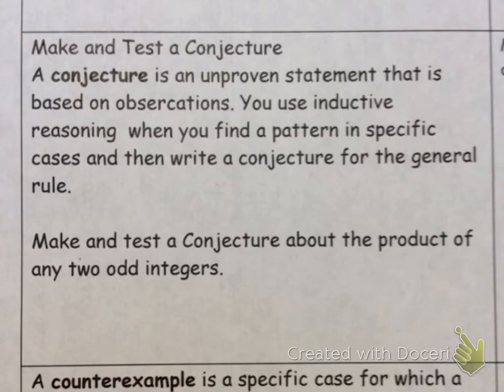All right, this next part says, let's make and test a conjecture. Well, what is a conjecture? A conjecture is an unproven statement that is based on observations. You use inductive reasoning when you find a pattern in specific cases, and then you write a conjecture for the general rule. So make and test a conjecture about the product of any 2 odd integers. Okay, so product means multiply. So we want to multiply 2 odd integers together.